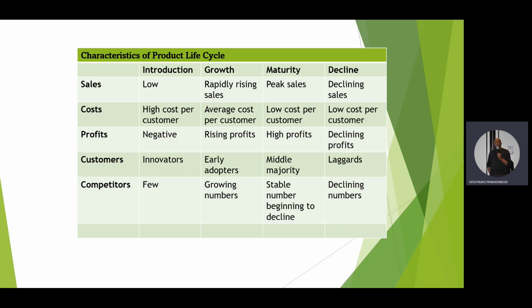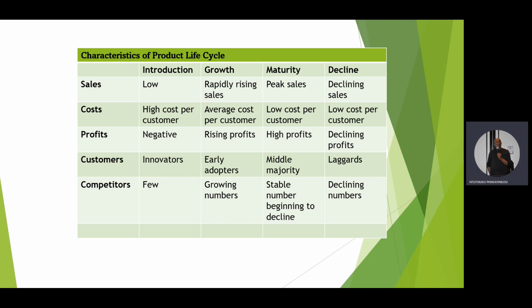So now the sales are high, and this is when you say, okay, I need these modifications of my product, I need this improvement, I need to add new features. So under maturity, the sales are at peak. And then under decline, there are declining sales because now people have bought your product. The majority of people who needed your product now own your product. So now there is a decline in sales.